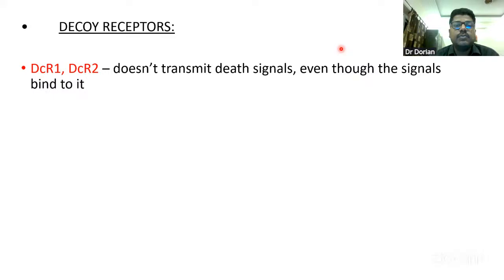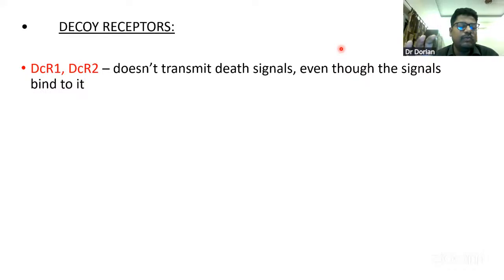These cancer cells also bypass them by using something called decoy receptors: decoy receptor 1 and decoy receptor 2. Decoy means something cheating, like a cheat code. They bind to the ligand, but the function of the ligand is not carried out by the receptor.